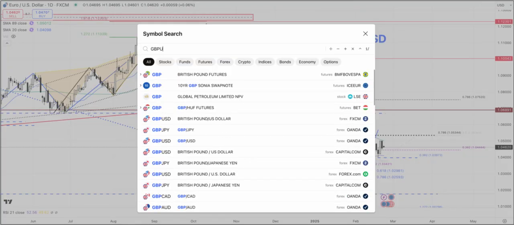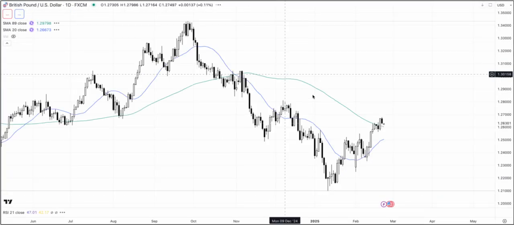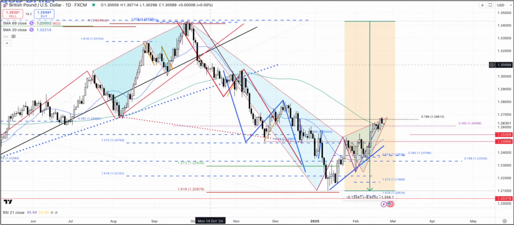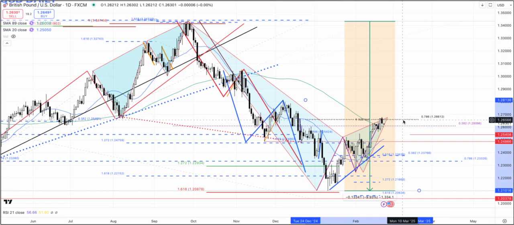The most interesting one this week is actually the British pound. So the British pound has actually completed its ABCD right into the 78.6% retracement. And this is where we could see a good resistance come into play, because of the 1-to-1 price projection, and also this being the 78.6% retracement of these highs to these lows, and also a 38.2% retracement nearby from this high of 26th of September.